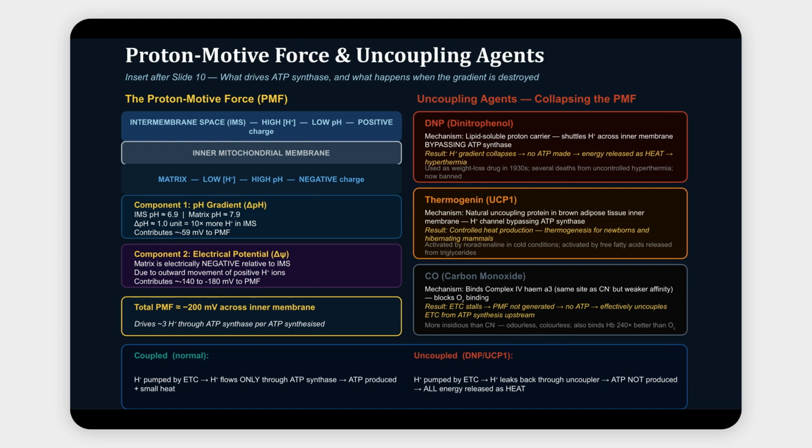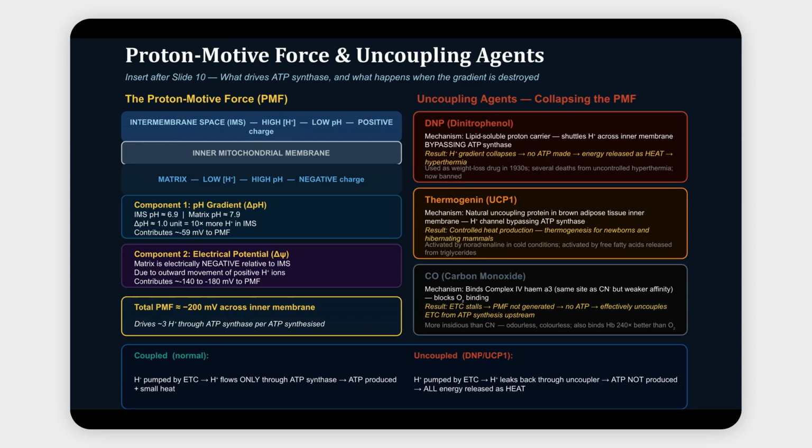Together, these 2 gradients constitute the proton motive force, and the energy stored in this gradient is substantial, approximately 200 millivolts across the inner membrane. This electrical potential is one of the largest in biology, comparable to the charge across a nerve cell membrane, but concentrated across a much thinner membrane.